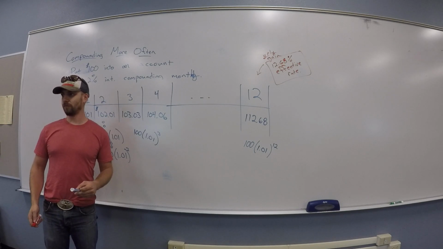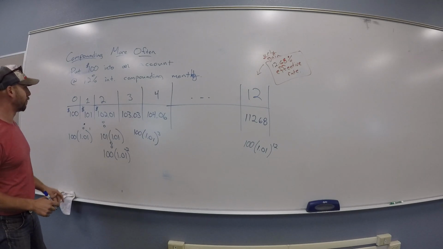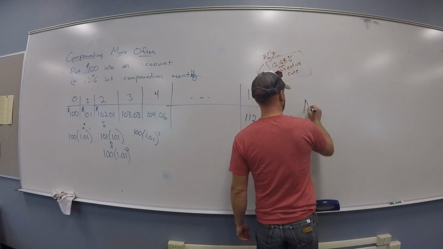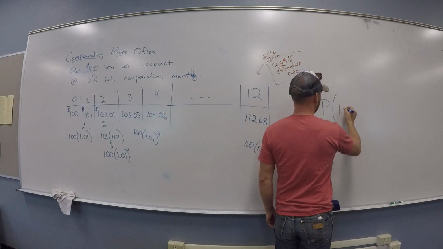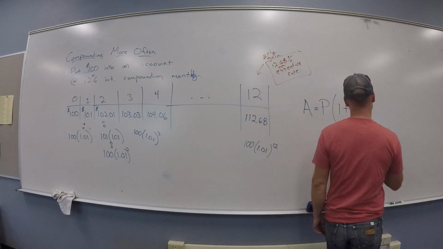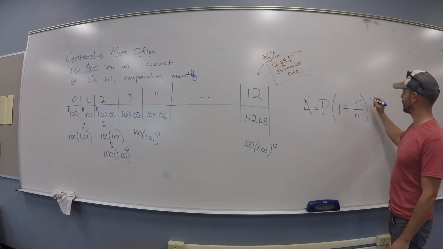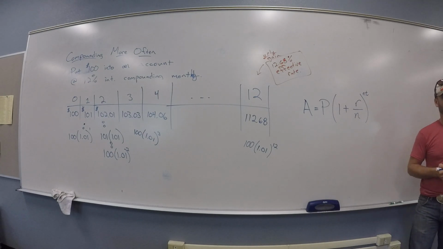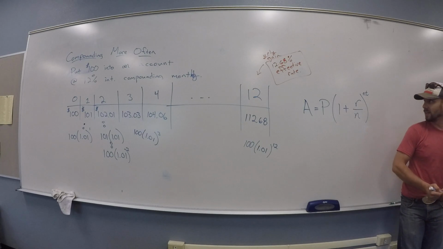So do you guys want the general formula? That make life a little easier? Okay, so the general formula is A equals P times 1 plus the rate divided by the number of compoundings, raised to the number of compoundings times T. See this? So the N here is crucial.